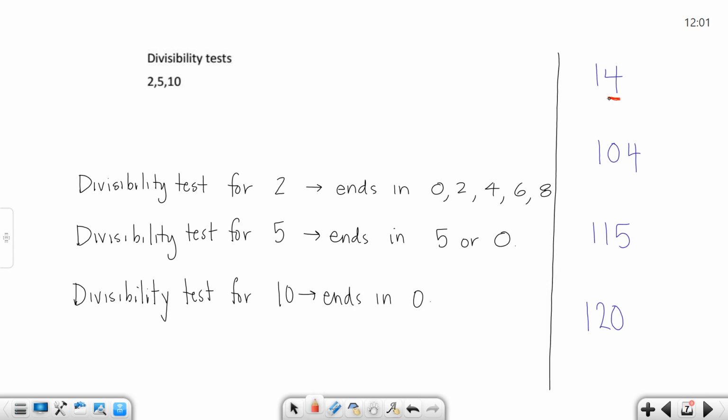See how this one ends in a 4? That means it is divisible. Let me fix both of those. There we go. Divisible by 2. All I'm doing on this page is examining 2 and 5 and 10. This one is divisible by 2, and the reason it's divisible by 2 is that it ends in a 4. This one also is divisible by 2.